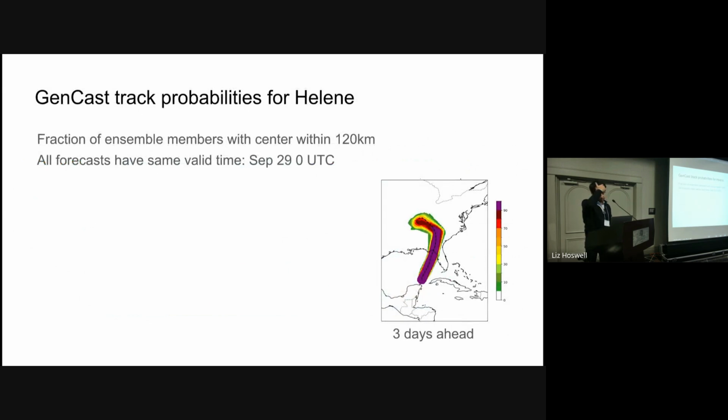So yesterday there were some mentions of the track probabilities for Helene and analyzing its movement along the continent. So I asked some of my colleagues to generate these track probabilities just for context, but they haven't checked them. They just sent it to me a couple hours ago. So here you can see basically the fraction of ensemble members that were within 120 kilometers of the track center. As predicted by GenCast, we have 50 ensemble members, and in purple we have 90%, and it keeps going down.